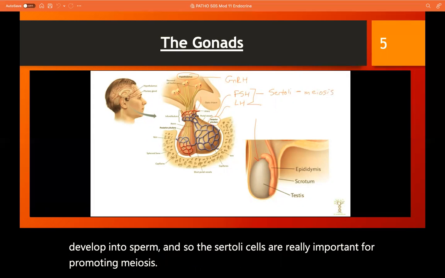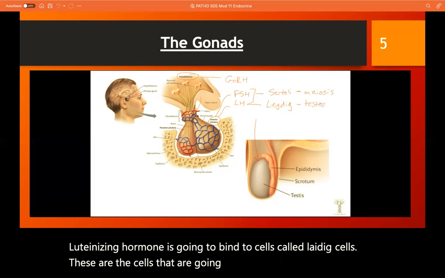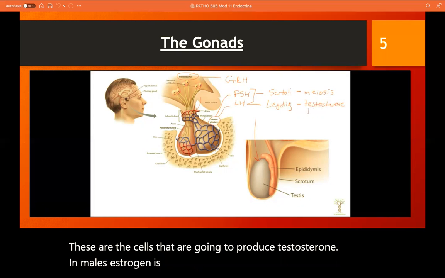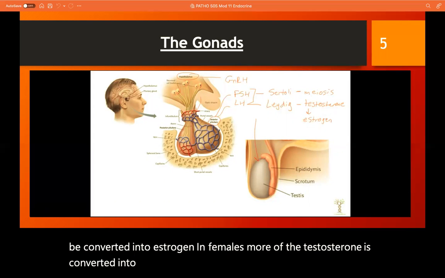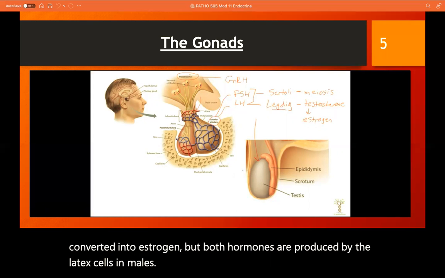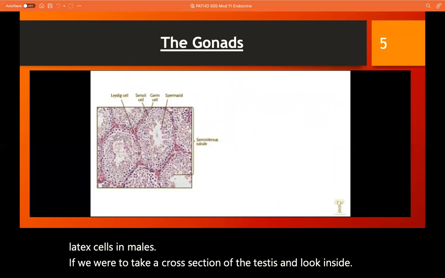Luteinizing hormone is going to bind to cells called Leydig cells. These are the cells that are going to produce testosterone. In males, estrogen is also produced. Some of the testosterone will be converted into estrogen. In females, more of the testosterone is converted into estrogen, but both of these hormones are produced by the Leydig cells in males.